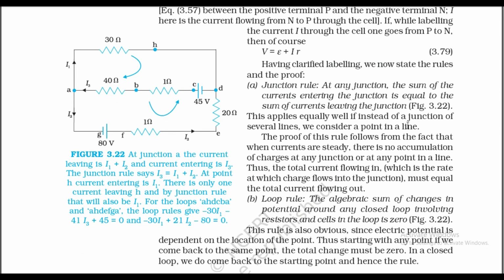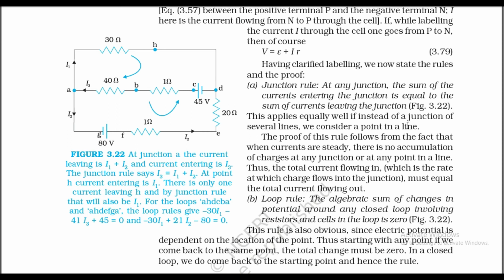Having clarified labeling, we now state the rules and the proof. A. Junction rule. At any junction, the sum of the currents entering the junction is equal to the sum of the currents leaving the junction. This applies equally well if instead of a junction of several lines, we consider a point in a line.